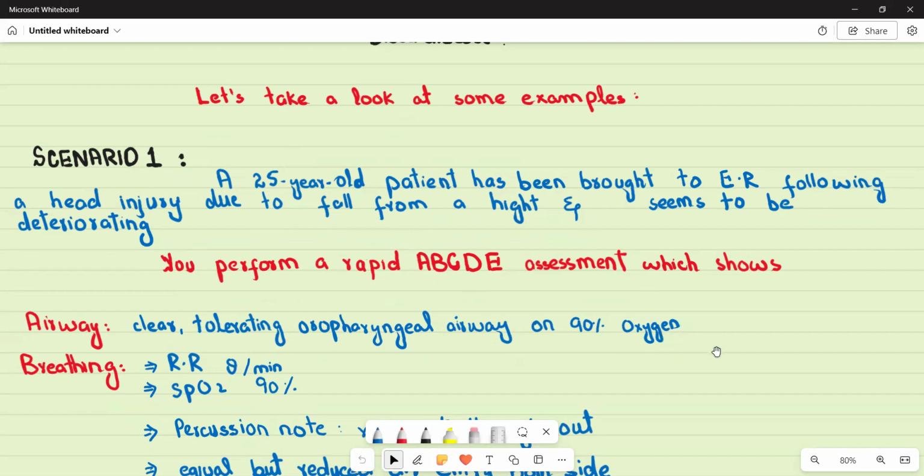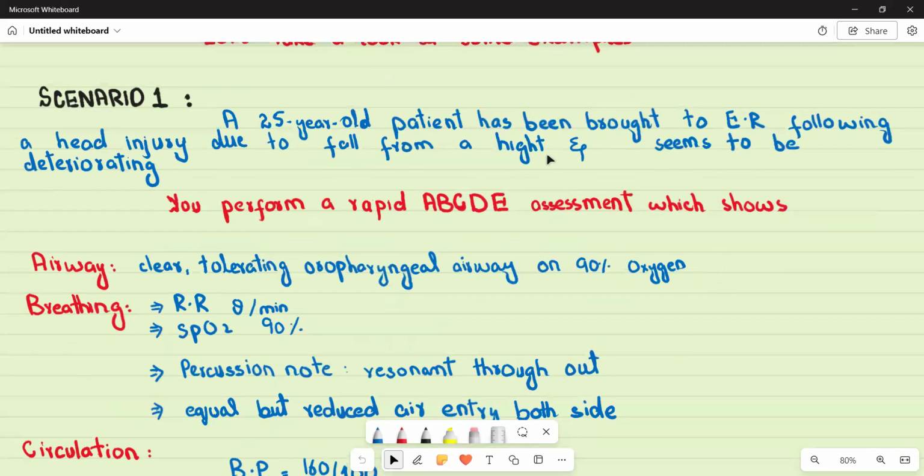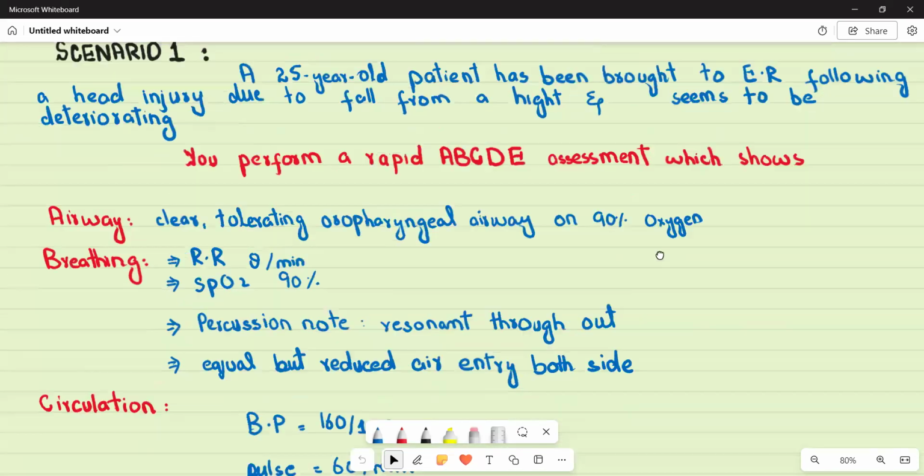You perform a rapid ABCD assessment. Okay, so whenever you receive a patient in emergency, any acutely deteriorating patient, you are going to perform an ABCD assessment. Okay, what is the ABCD assessment? I will discuss in detail now.